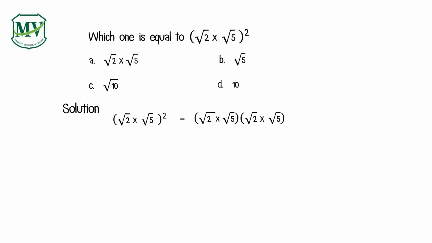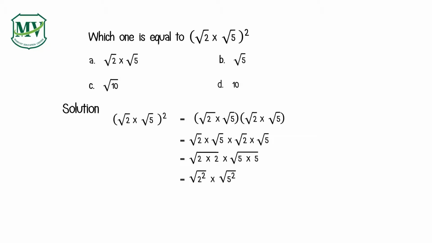So the quantity of square root of 2 times square root of 5 raised to 2 is equal to the quantity of square root of 2 times square root of 5 multiplied by the quantity of square root of 2 times square root of 5, which is equal to square root of 2 times square root of 5 times square root of 2 times square root of 5, which is also equal to square root of 2 times 2 times square root of 5 times 5, which is equal to square root of 2 raised to 2 times square root of 5 raised to 2. So we could cut the square root and the square for both numbers. So the answer will be 2 times 5, which is equal to 10. So the answer is letter D.